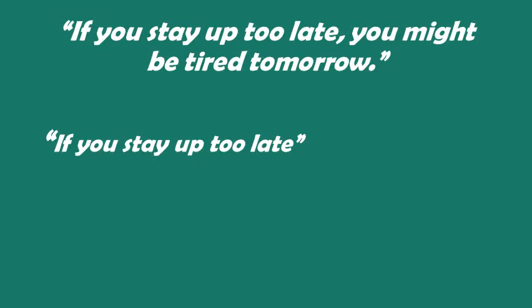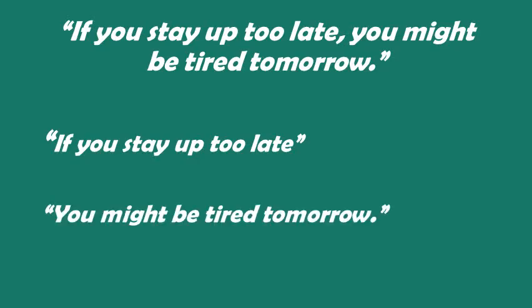So let's look a little further to see if we can find our independent clause. You might be tired tomorrow. Now this can stand alone as a complete sentence. So this is our independent clause. So remember, a complex sentence has to have an independent clause and a subordinate clause that has a subordinate conjunction. So let's see if we have all of those things in this sentence. First, let's see if we have an independent clause.